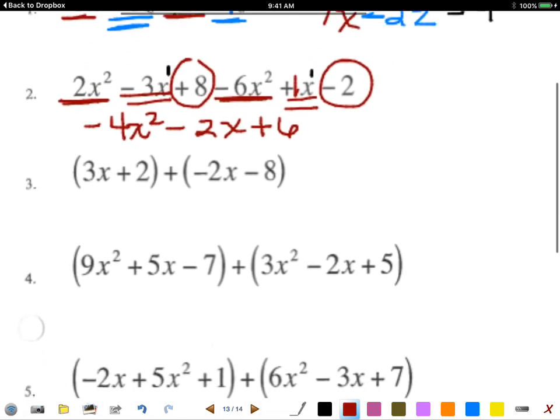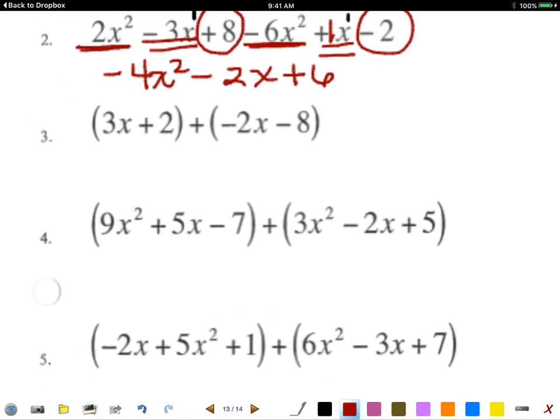Okay, let's look at number 3 now. Don't let the parentheses throw you off. If there were a subtraction between the parentheses, then we would have to do something extra. But if it's just a plus sign, it's as though it's not even there. It's like the parentheses don't do anything. So just ignore them for right now. So we're going to combine our terms with the x's first. So 3x plus negative 2x is 1x, which we just put x, don't put 1x. And positive 2 plus negative 8 is negative 6. So x minus 6.